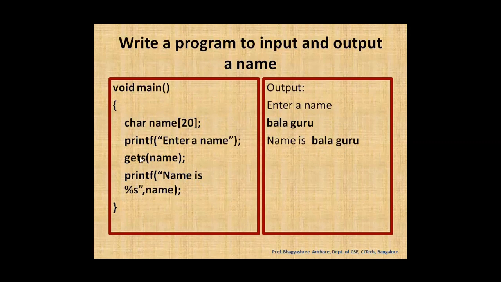If I use scanf here, it prints only Bala because white space separates these two as separate strings. But in case of gets, it has the capacity to read till the end of the line, including white spaces. So the complete string has been displayed. Now name is Bala Guru. So Bala space Guru, complete, has been printed on the screen. This is gets.